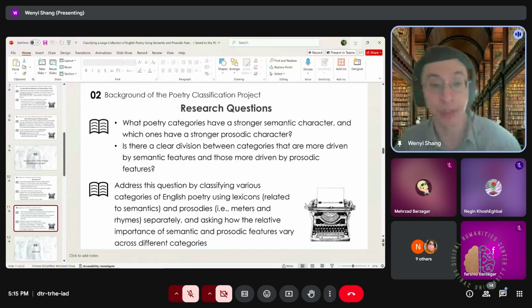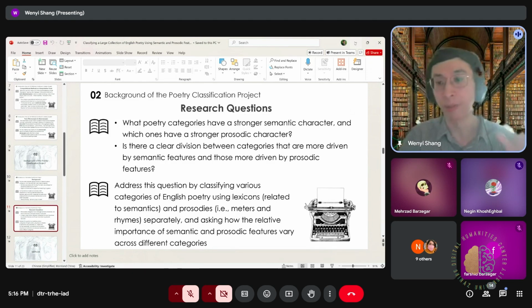I propose two research questions. First, what poetry categories have a stronger semantic character, and which ones have a stronger prosodic character? Let's just call them categories to avoid defining genres and forms in the first place. There are many categories like sonnets and ballads, and I'm going to ask: when we say a poem is a sonnet, do we say it based on the words they're using, or based on the format they're using, the meters and rhymes?